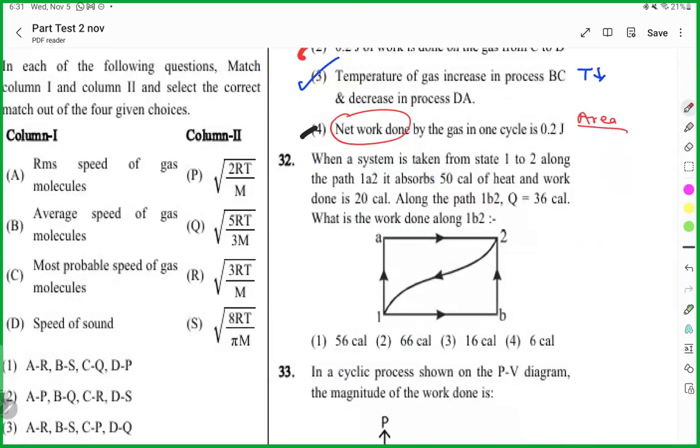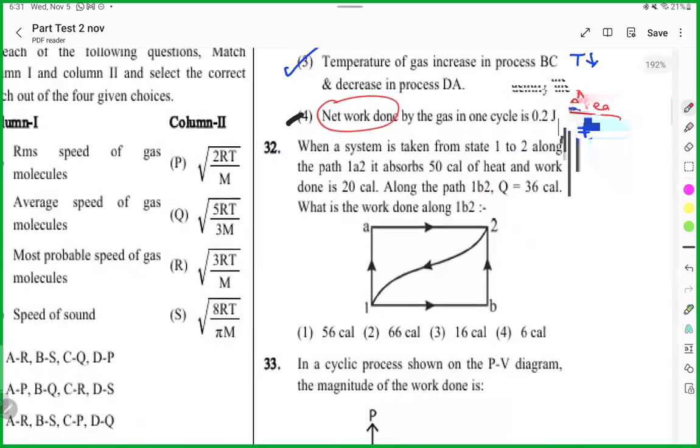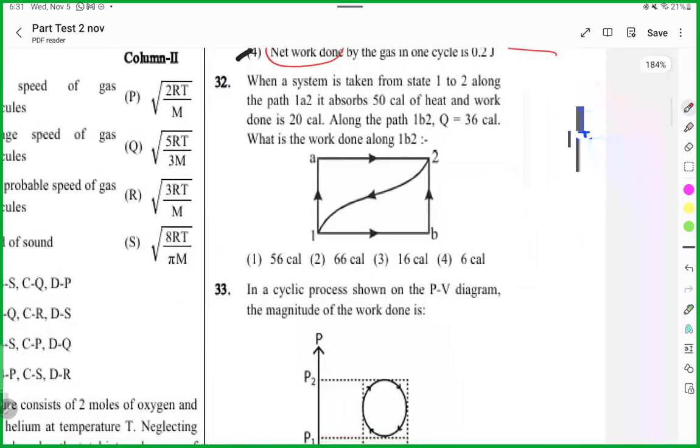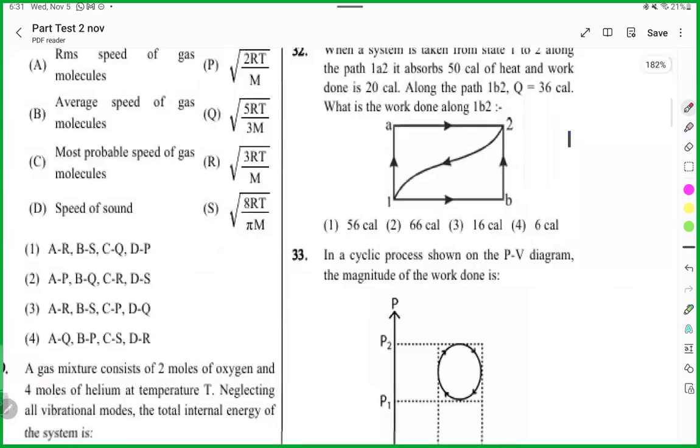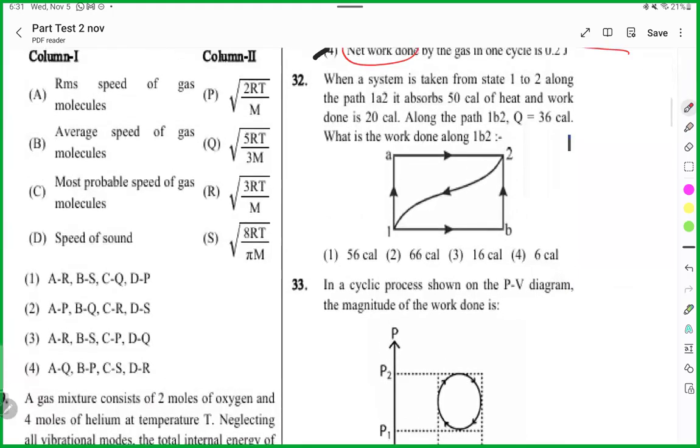So question number 32. System is taken from 1 to 2 along path 1 to A, then 2, and it absorbs 50 calorie heat and work done is 20 calorie. Along path 1B, then 2, it absorbs heat 36. What will be the work done?